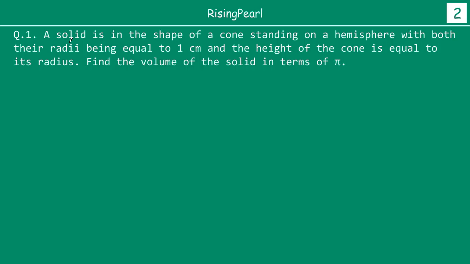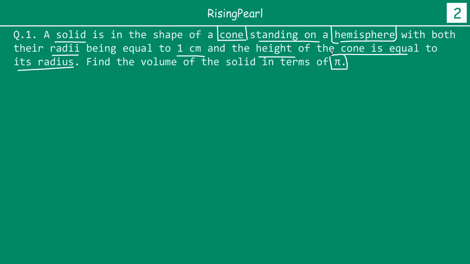So question 1 goes like this. A solid is in the shape of, so the description of the solid goes something like this. So we have a cone which is standing on a hemisphere. So at this point you must be able to visualize that the solid is basically a cone which is sitting on top of a hemisphere. That makes up our solid. Now what is further given is that both of the radii are equal and they are equal to 1 centimeter, and the height of the cone is equal to its radius. Find the volume of the solid in terms of pi.